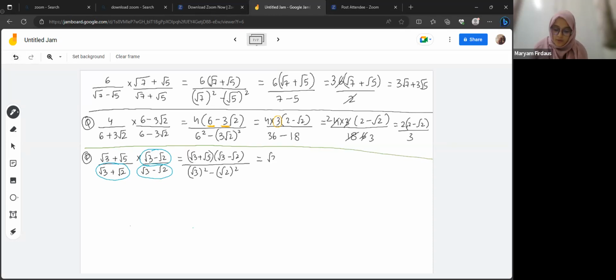So this will become root 3 into root 3 plus root 5 into root 3 plus, or rather minus, root 3 into root 2. Then again minus root 5 into root 2. Any confusion? Anyone till here? In this step, any confusion?